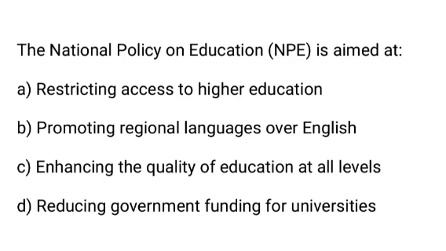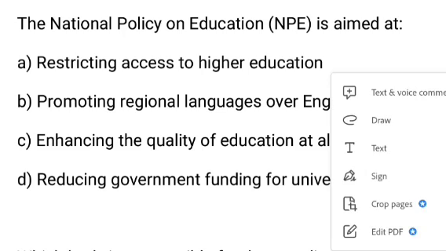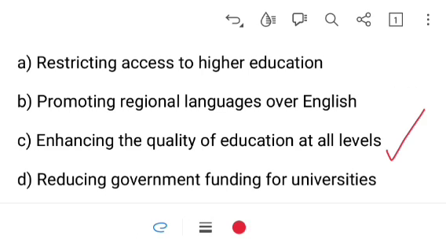Moving on, the National Policy on Education, in short NPE, is aimed at what? Restricting access to higher education, promoting regional languages over English, enhancing the quality of education at all levels, reducing government funding for universities. So it will be enhancing the quality of education at all levels. This is the fundamental aim of NPE.